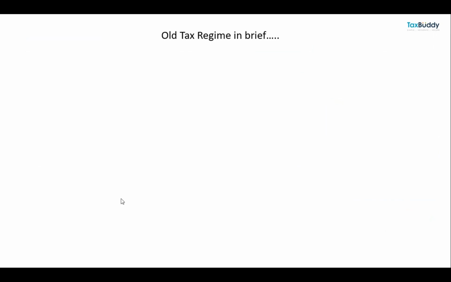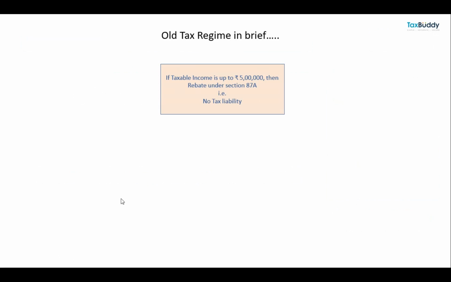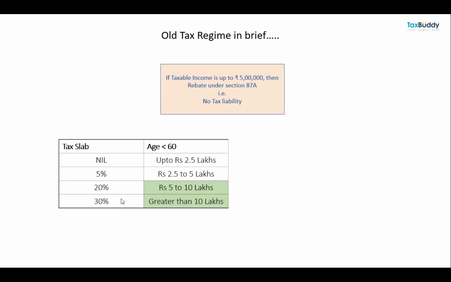Starting with the brief discussion, what is old tax regime? If your taxable income is up to 5 lakh, then you're not supposed to pay any tax liability because you're eligible to claim rebate. If your income exceeds 5 lakh, then the below tax slab rate shall apply.